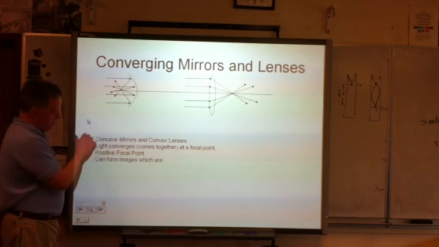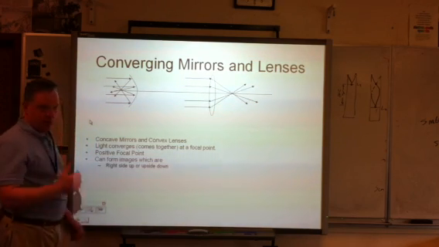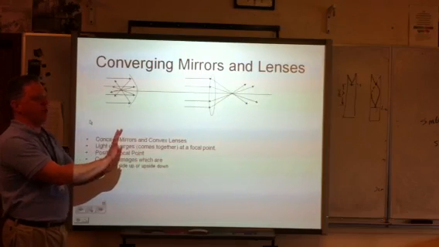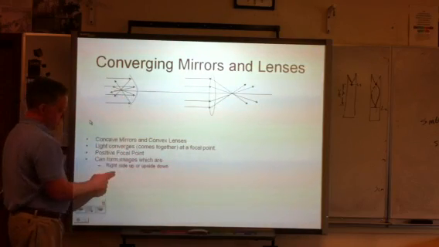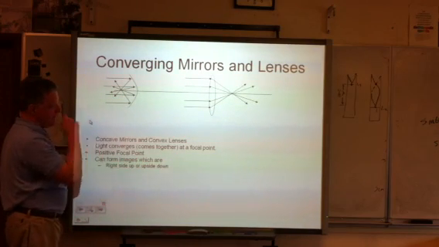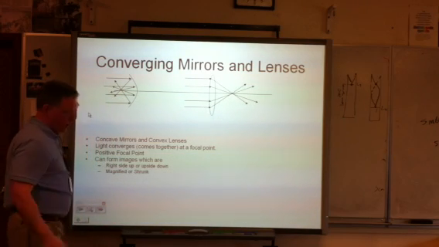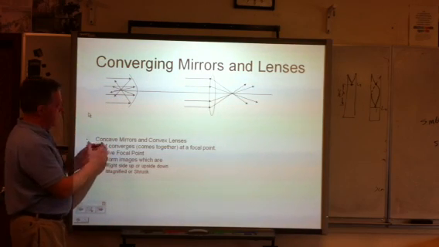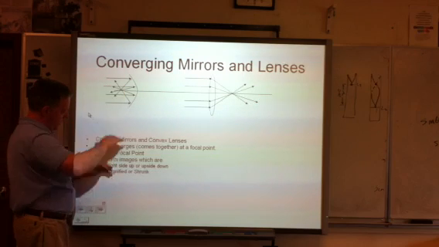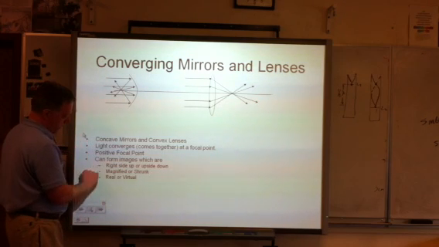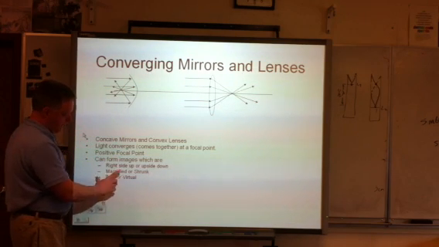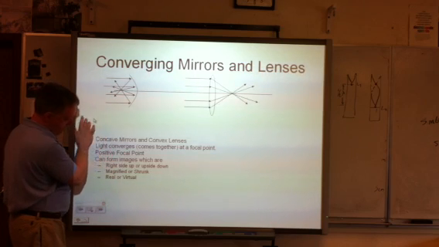And they can form images which are right side up or upside down. Plane mirror, you're always right side up. But in these, you might be right side up or you might be upside down, depending on where we place the object. You're going to be magnified or shrunk. You can be larger or you can be smaller. They can be real or virtual, both types, and again, I'm going to define those in a bit.